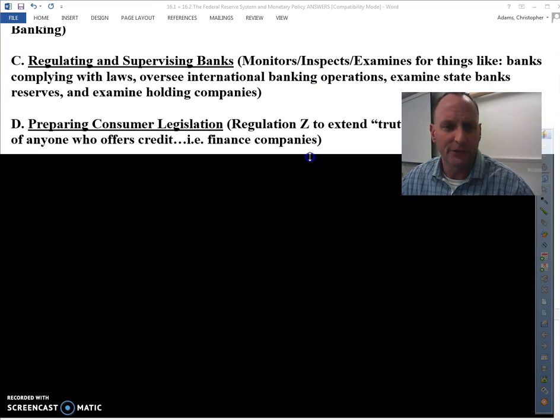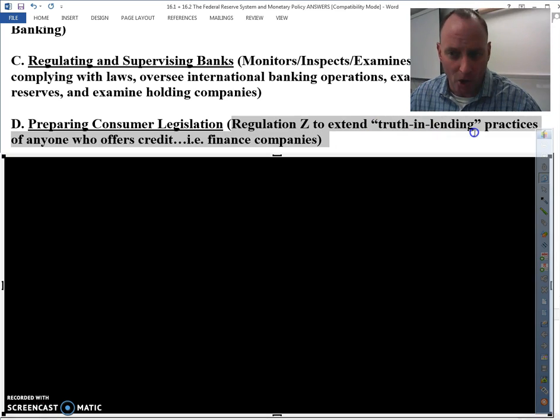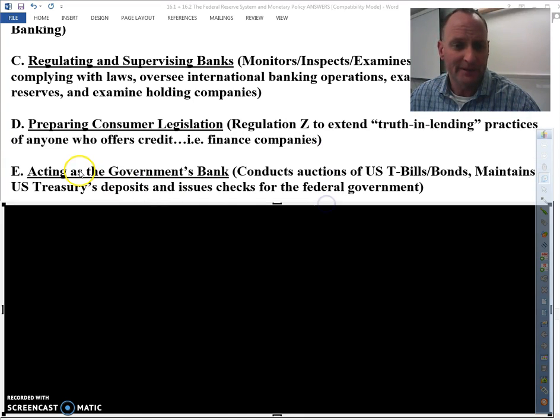Next, a third thing they do, they prepare consumer legislation. This is one of the famous laws that was passed. It's called Regulation Z, and its goal was to tell you what you are borrowing and what's happening when you're borrowing. You have to be told by law what percentage you are charged and what your monthly payment will be. So that's another thing. And lastly, they act as the government's bank. They auction U.S. Treasury bills and bonds. They maintain the Treasury deposits. For instance, when they have to write you a check, a tax refund, you get a check from the U.S. Treasury. They issue checks for the federal government.